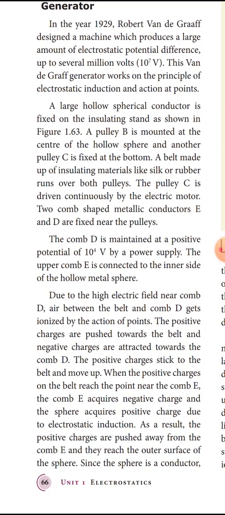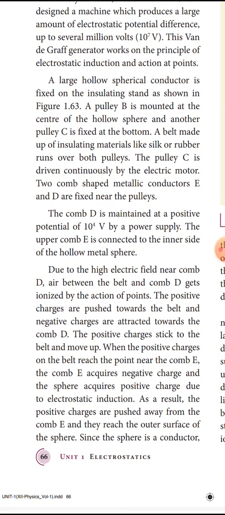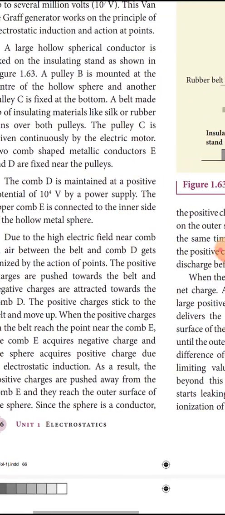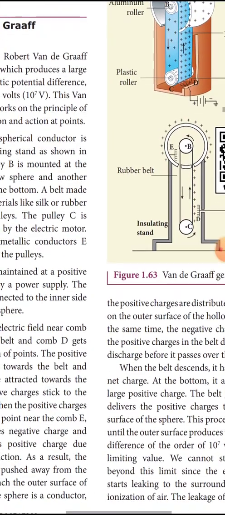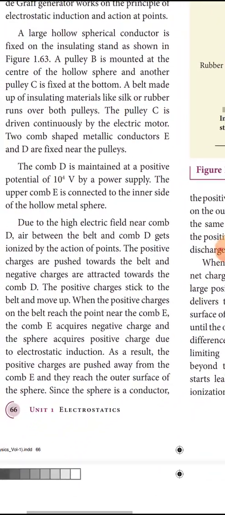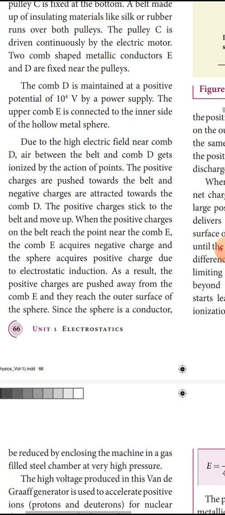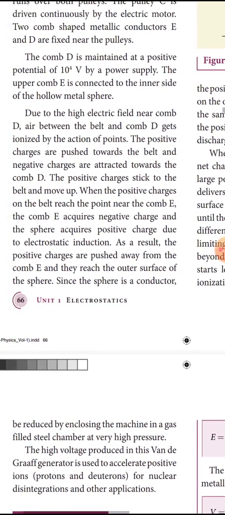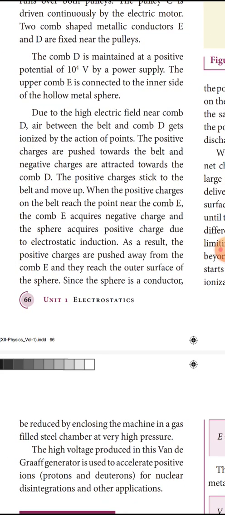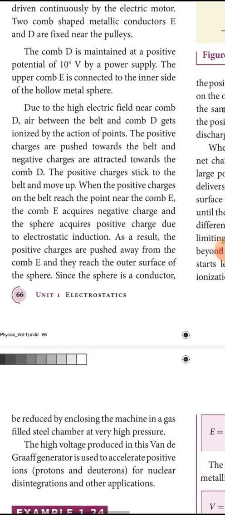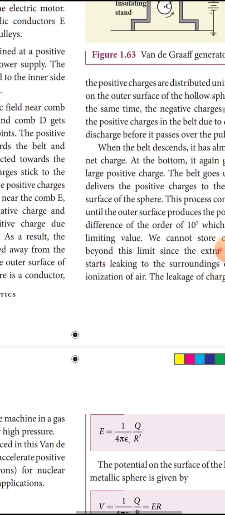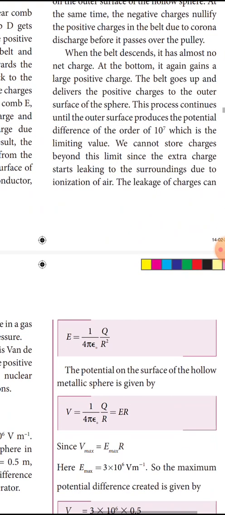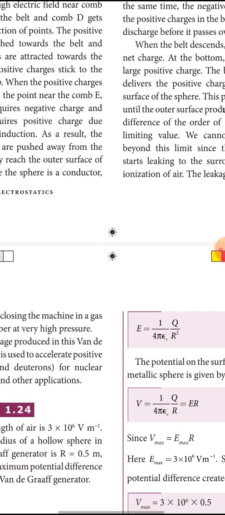A large hollow spherical conductor. This is the setup, that is the description. And the working is due to high electric field. So the comb D gets positive charge, and the belt, by the action of points, the positive charges are pushed towards the belt. So the belt will have positive charge, and after reaching the point A, the comb E acquires negative charge and the sphere acquires positive charge, because opposite charges are induced, and so you are having positive charges on the outer sphere, and this process continues till you reach the voltage of 10 power 7 volt.